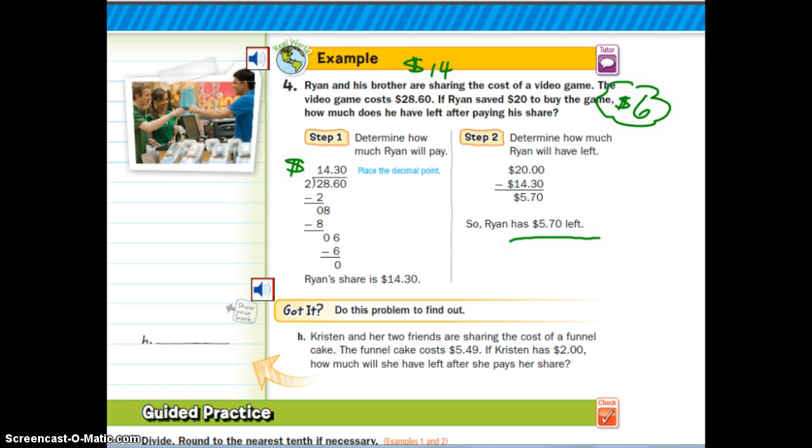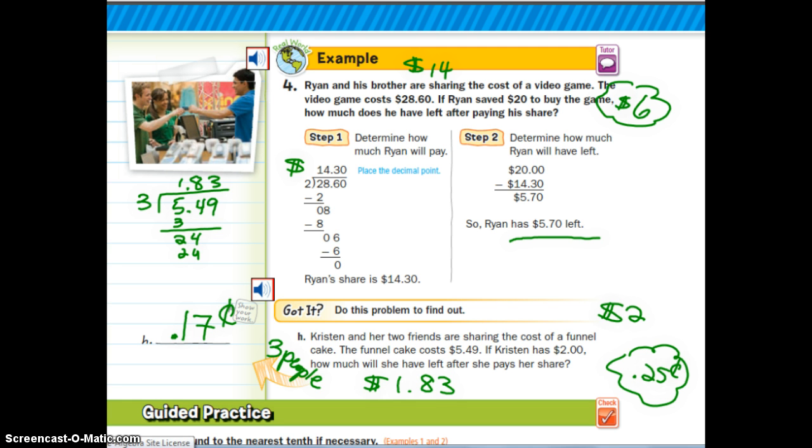Now it's your turn. Kristen and her 2 friends are sharing the cost of a funnel cake. That means 3 people are involved. That's very important when you figure out this answer. See you soon. Alright, so we have 3 people. We know that 3 goes into that approximately 2 times, but not as much. So I'm going to say she's going to have about a quarter. That's what I'm going to guess.